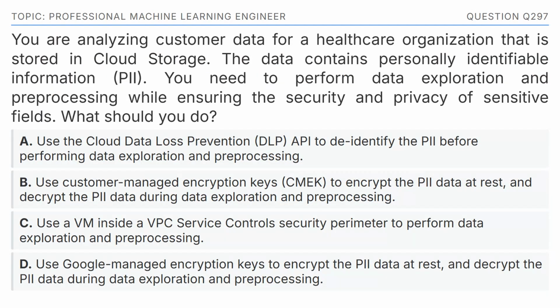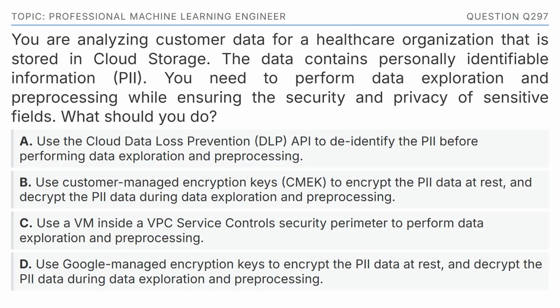You are analyzing customer data for a healthcare organization that is stored in cloud storage. The data contains personally identifiable information, PII. You need to perform data exploration and pre-processing while ensuring the security and privacy of sensitive fields. What should you do? The options are: Option A, use the Cloud Data Loss Prevention (DLP) API to de-identify the PII before performing data exploration and pre-processing.